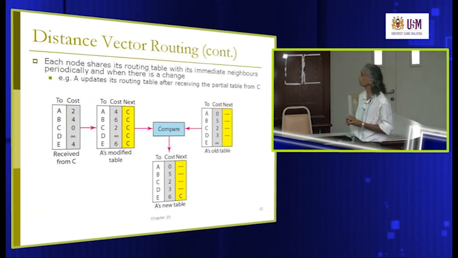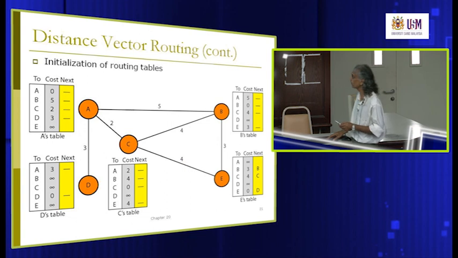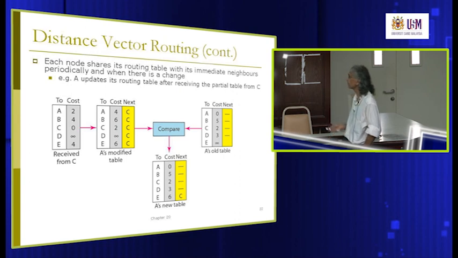The example given here is for router A. The initial routing table for A is 0, 5, 2, 3, infinity. So this is the old table. Now, A has received an update from C. Only one example is taken. C's semi-complete routing table is sent to A, and A knows that the distance between A and C is basically 2. So this is the semi-complete routing table received from C.